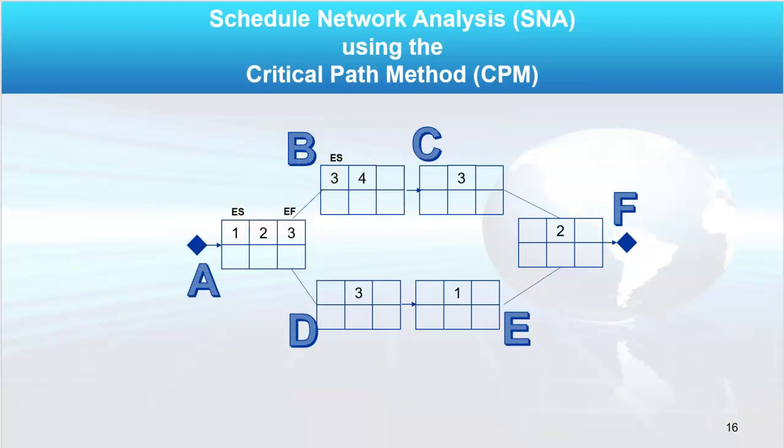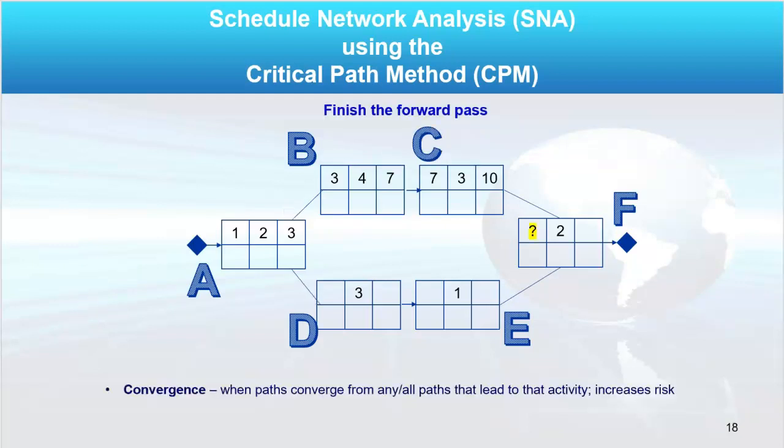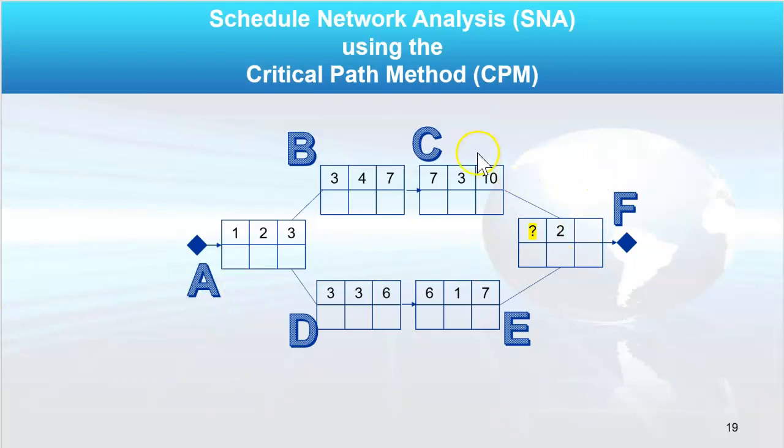I'm just going to scroll through. You can do the math yourself. But notice now we get down to activity F. What's the early start there? Well, it depends, because I have to wait until I figure out the forward pass for E also. So C and E are converging, and I have to wait until both are done. So let's see what that looks like. Well, now I have a day 10 of an early finish for C and a day 7. So F really must wait to start, for an early start of day 10.